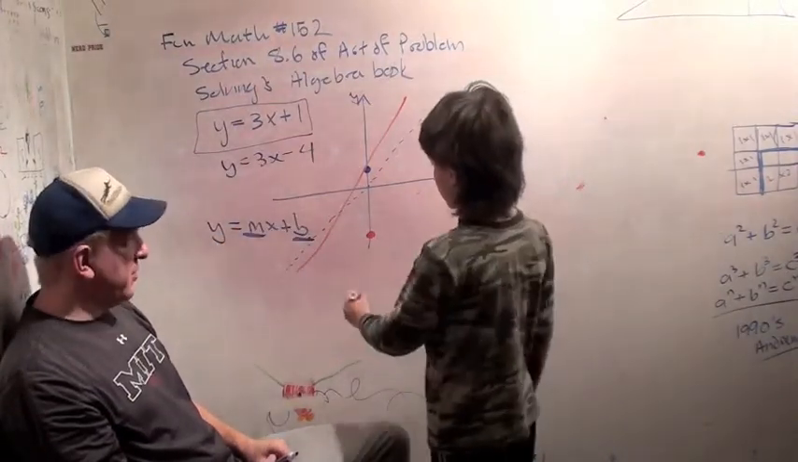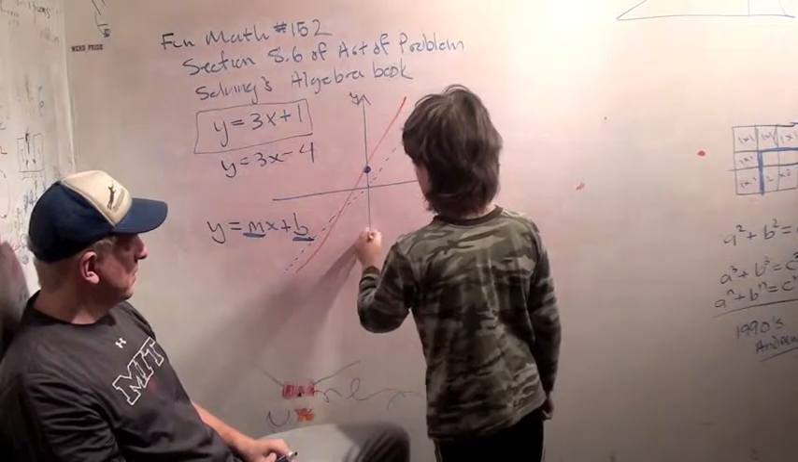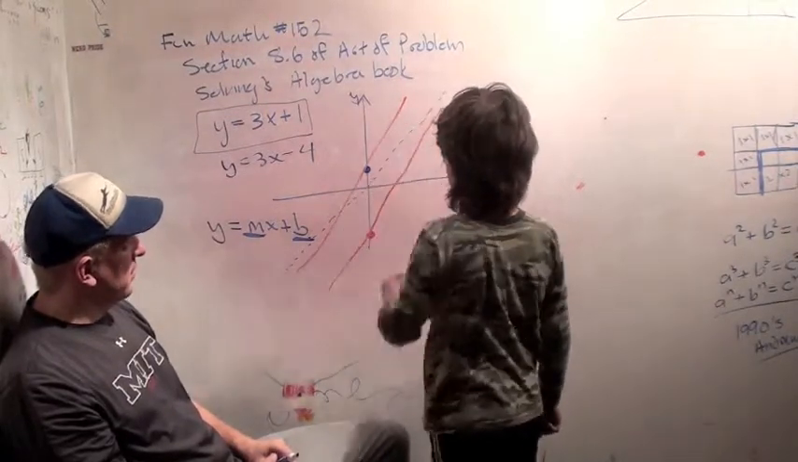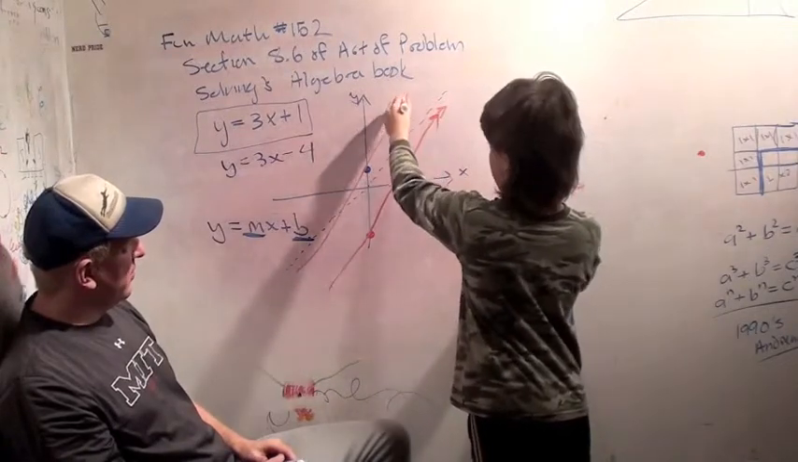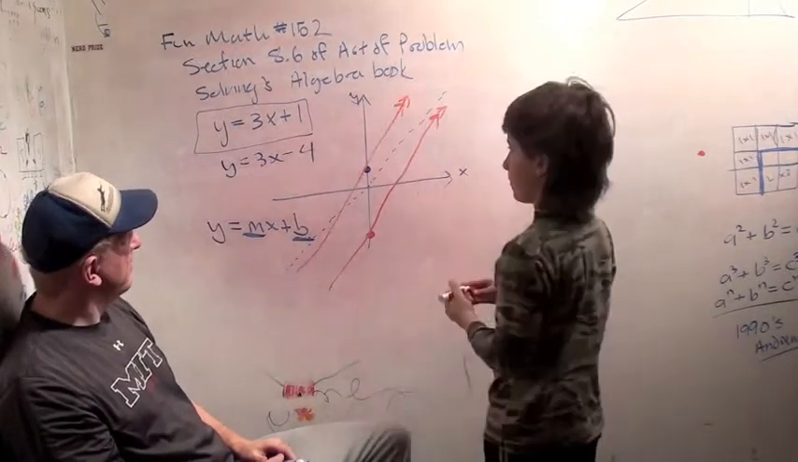And it still has a slope of 3, so what does that mean? It means that these two lines are parallel. It means that the two red lines are parallel. Awesome. So they go off parallel, and they never intersect each other.